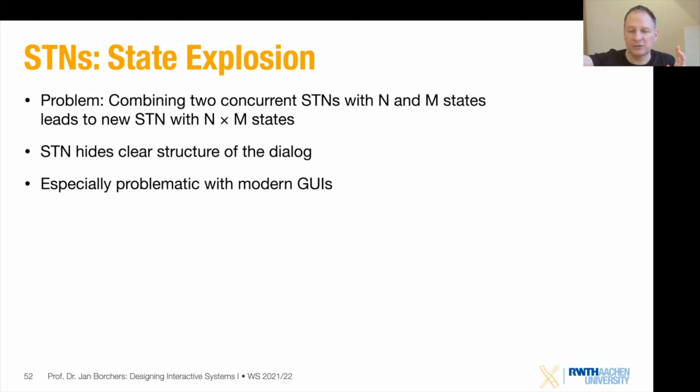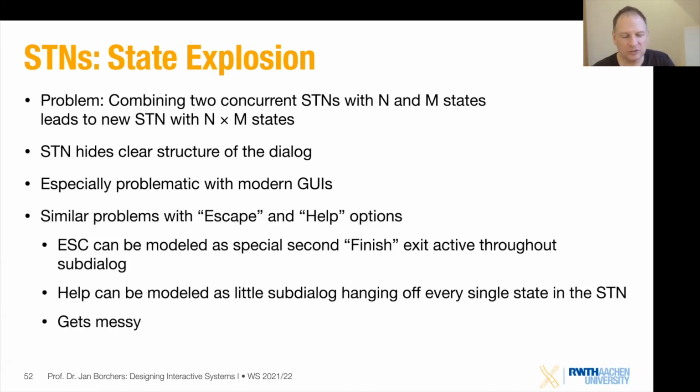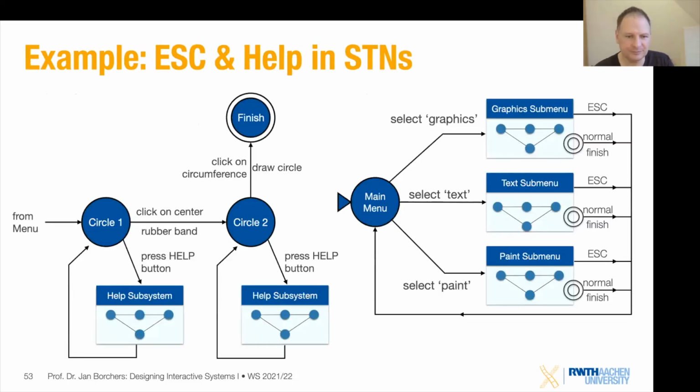We can't just say, go to help globally. And then how do I get back from help to what I was just doing? In order to do that, it needs to remember that I'm in that state. And it can only do that by adding a sub STN specific to each state. So it gets very messy, right? So that's the problem with escape and help options. Escape could be modeled as a special second finish exit that's active throughout the subdialog, and help can be modeled as a little subdialog hanging off every single state in the STN, but it does get messy.